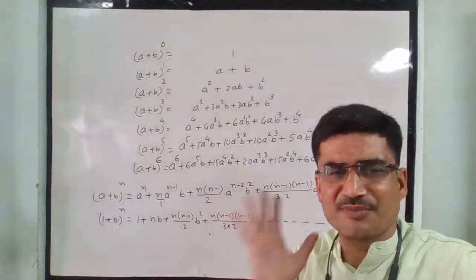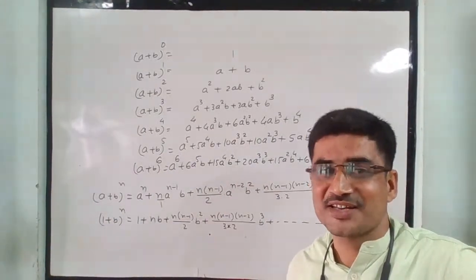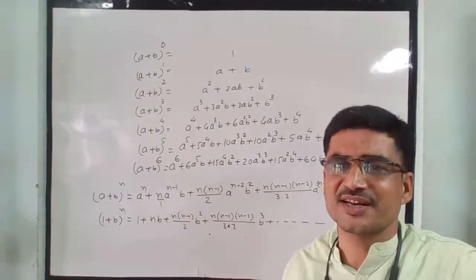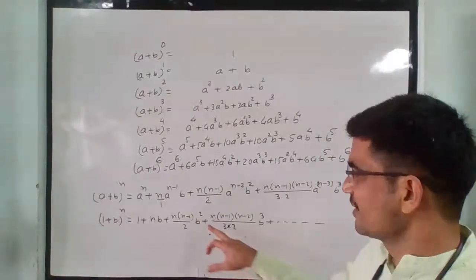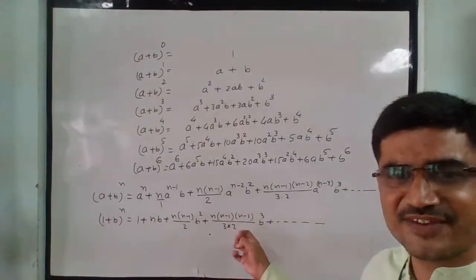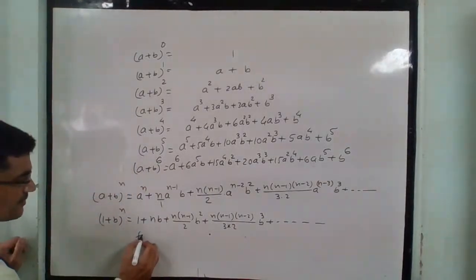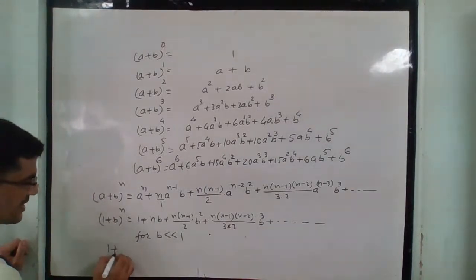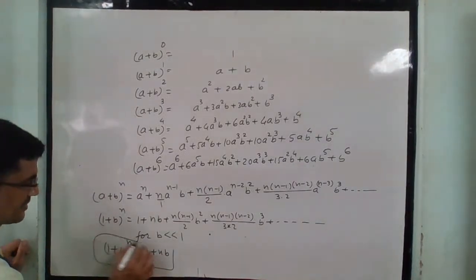If b is a very small quantity, suppose it is a relative error, and you know relative error is very small, 0.01, 0.02, like that only. You will find in all the questions relative errors are very small quantities. So when you take b square, b cube, b power 4, these are very small. So we can neglect all the higher order terms here, for b very small as compared to 1.